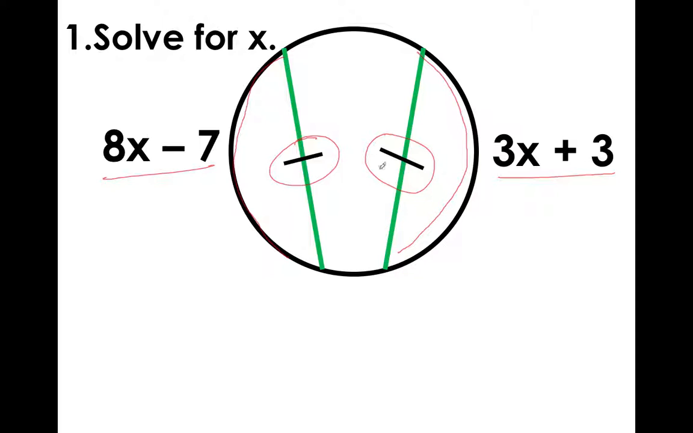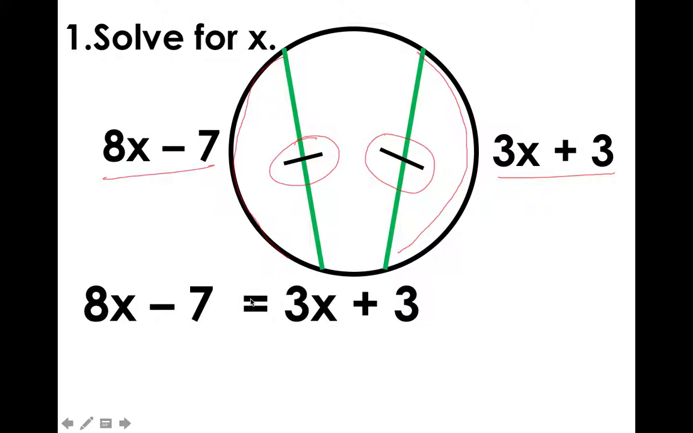And so therefore, that means that when things are congruent, the way to solve them is we set them equal to one another. And so notice when we set them equal to one another, we are doing multi-step equations. So the first thing you would do is subtract 3x from both sides. Then you would add 7 to both sides. And you would end up with x is equal to 2.